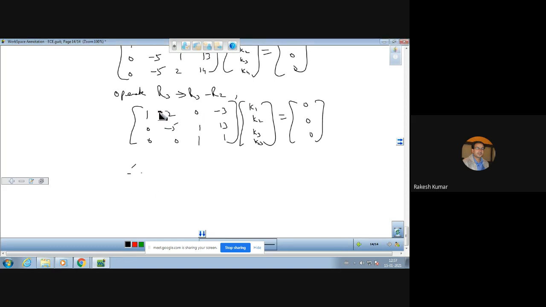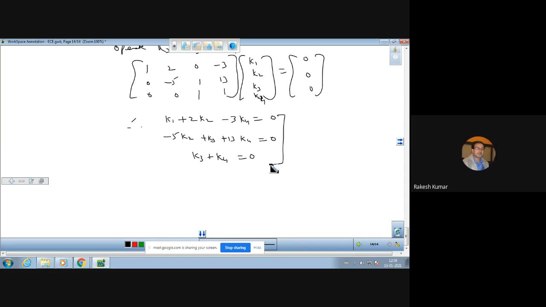So the first equation will be, first row will be multiplied with this column. So K1 plus 2K2 minus 3K4 is 0. Because 0 K3 will not come here. So minus 5K2 plus K3 plus 13K4 is 0. And from the last we shall have, this should be K4, not K3. K3 is there. So K3 plus K4 will be 0. Now these are the system of equations.